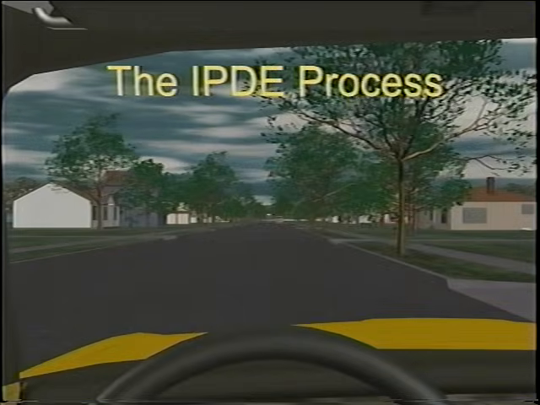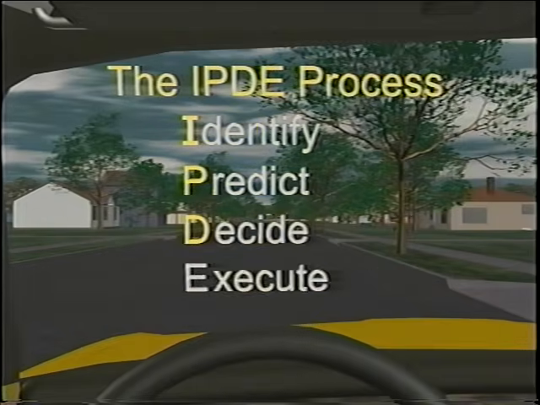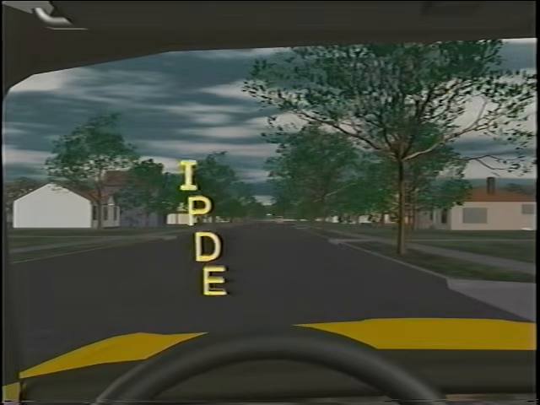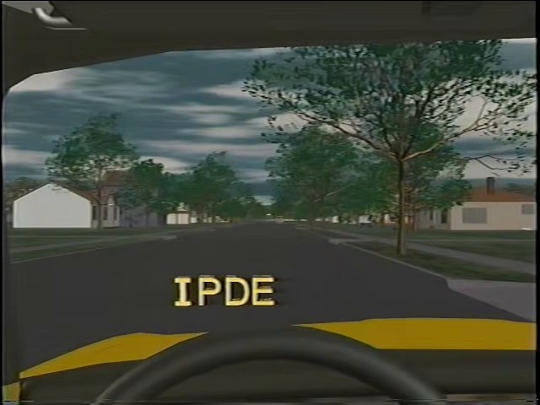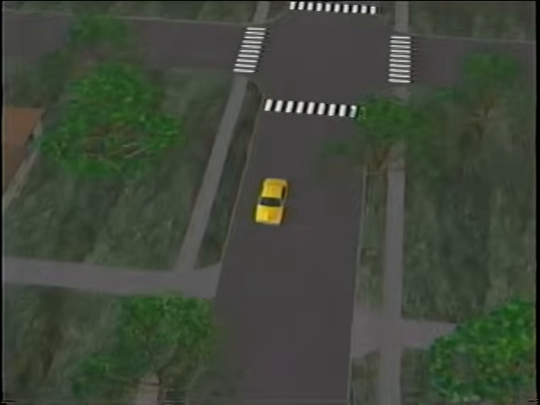The IPDE process enables you to enjoy safe, low-risk driving. There are 4 key steps in the IPDE process: identify, predict, decide, and execute. The IPDE process is an organized system of seeing, thinking, and responding to what you encounter on the roadway. The first step of the IPDE process is to identify.